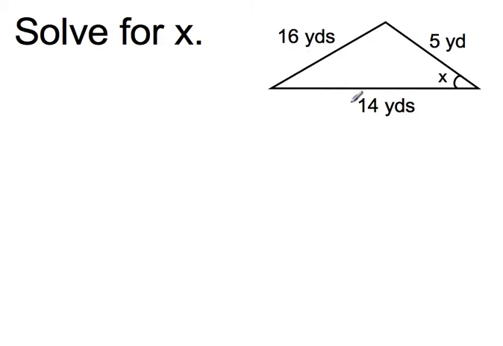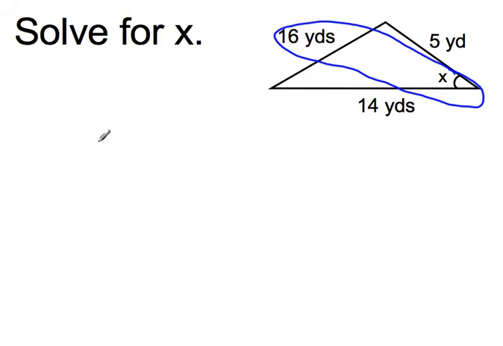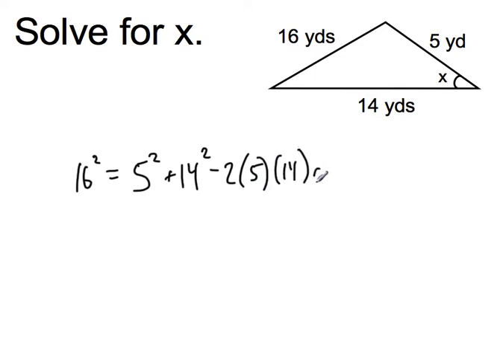Alright, let's look at that second case where we would use the law of cosines. Here we have every single side length and we're looking for one of the angles. Again, this angle and the opposite side length is a very important pair, so we're going to use that to write our equation. That side length that's isolated is what is squared and isolated in the equation. So 16 squared is equal to, again, these are interchangeable, so 5 squared plus 14 squared minus 2 times 5 times 14 times the cosine of x.